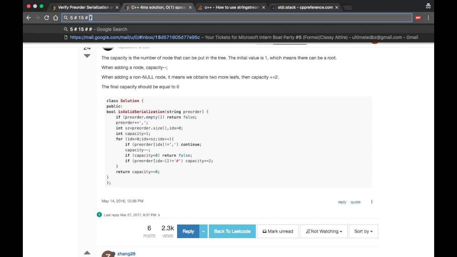I guess you can think of it like you're processing the string as if you're building the tree again, and you're just singling out whether or not it actually follows the capacity, whether parent nodes have their children filled, and whether or not there are no extra nulls or not enough nulls.